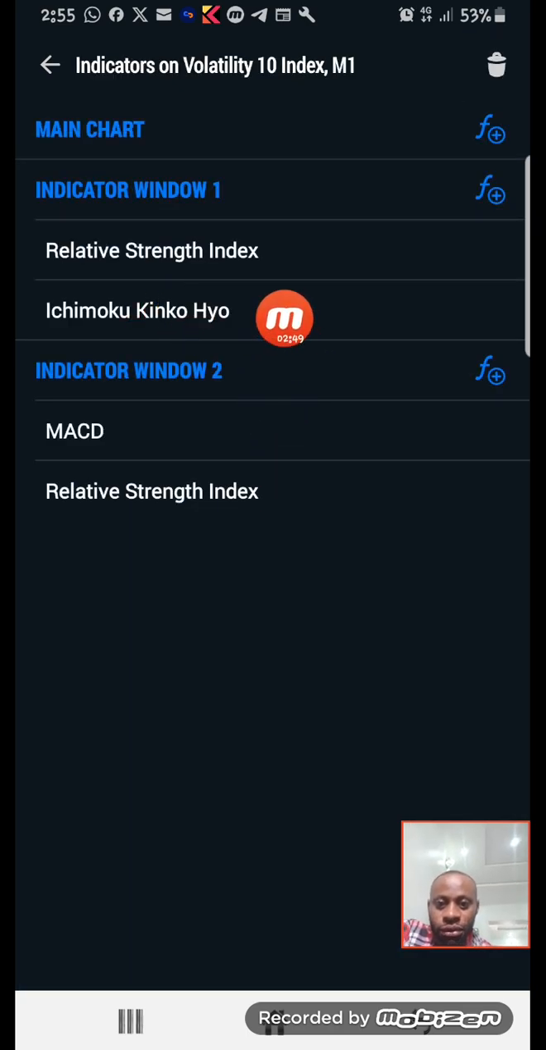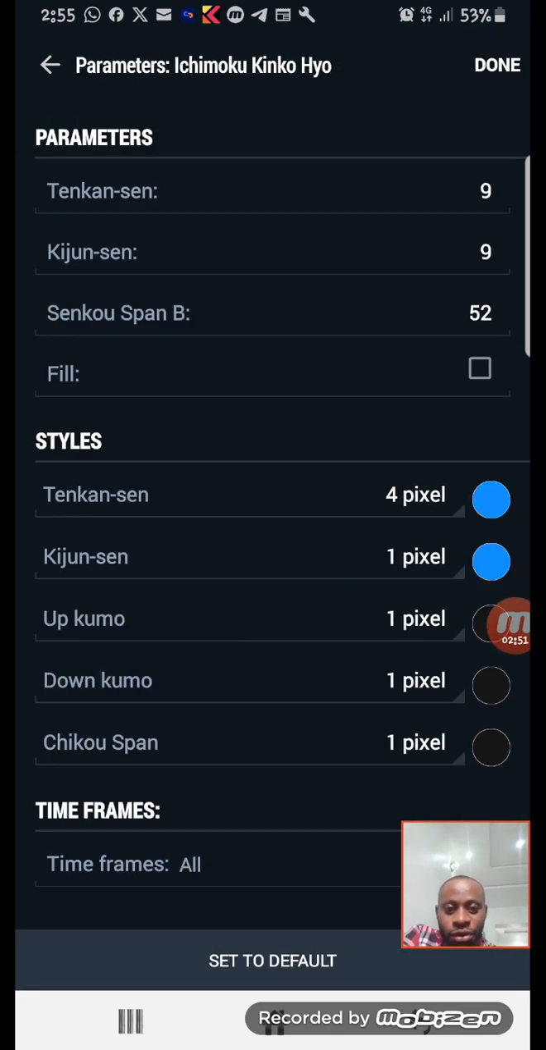now go to the next one, which is Ichimoku, and set it up like this, everything like this. The reason I used black color here is because of my background color. If your background color is white, you change these colors to white, because I intend to hide these lines. The only lines I'm using are these two up here. For these two, you choose the color of your choice, and then click done.